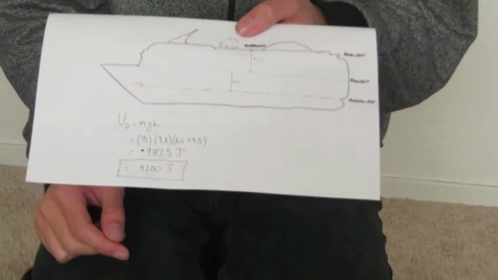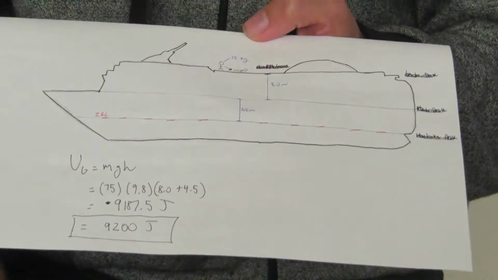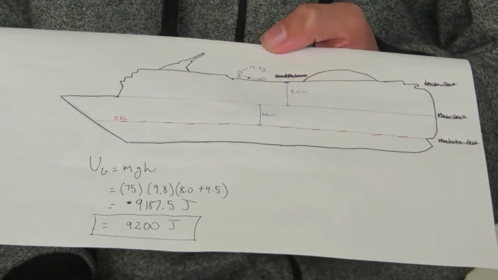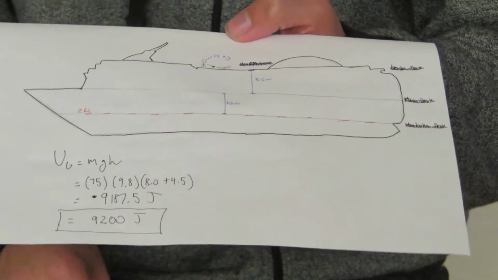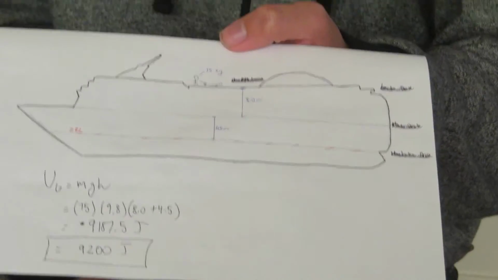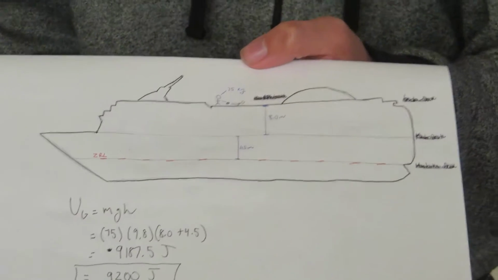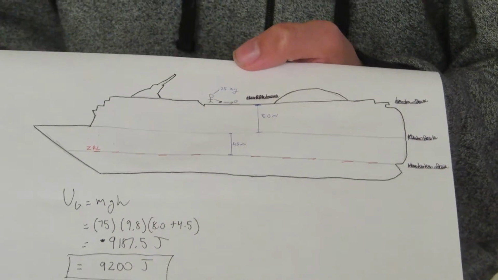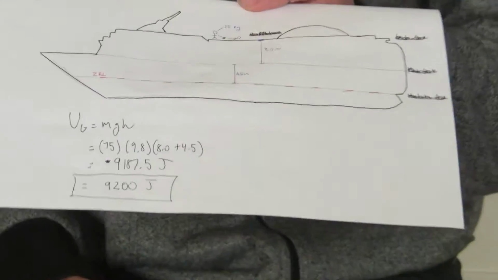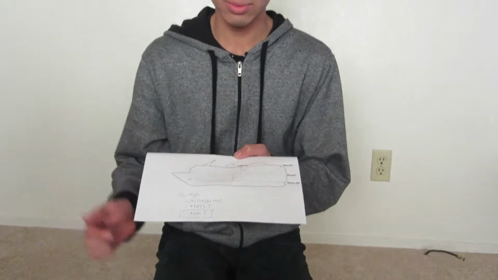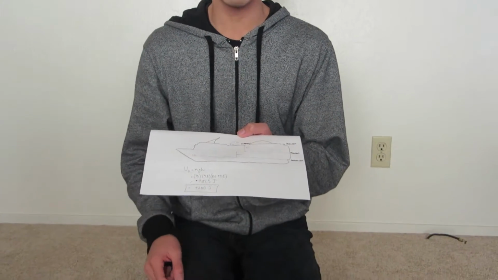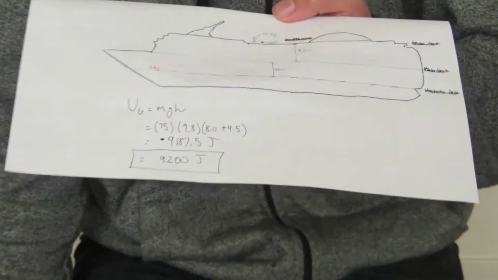To calculate gravitational potential energy, use the formula U_G equals mgh, where m is the mass, g is the acceleration due to gravity, and h is the height. For height, I set the lower deck level as the zero level. That deck is 4.5 meters below the main deck, and the Lido deck is 8.0 meters above the main deck. So the height would be 8.0 plus 4.5. The mass would be 75 kilograms, which is around the average mass of a person, and g would be 9.8. Calculating that gets 9,187.5 joules, and with significant figures that would be 9,200 joules.